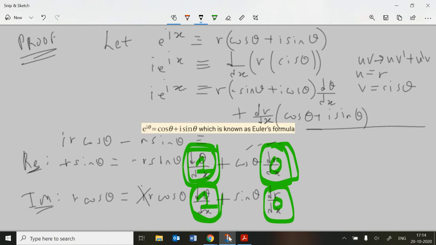Okay, now I'm struggling for space on this one. So let's just put down here dr dx is equal to 0 and d theta dx is equal to 1.